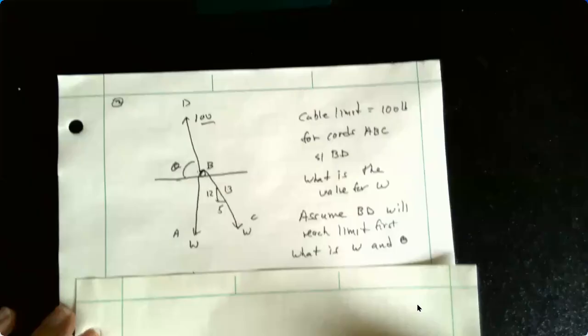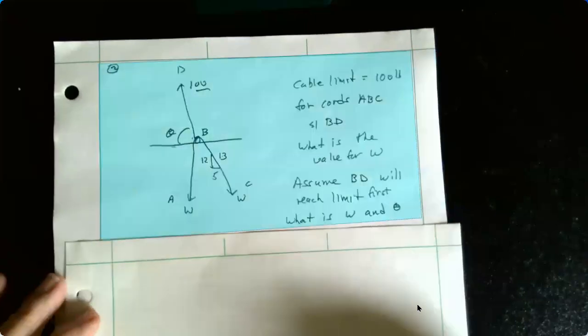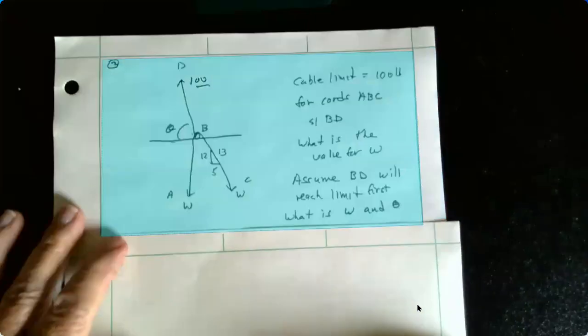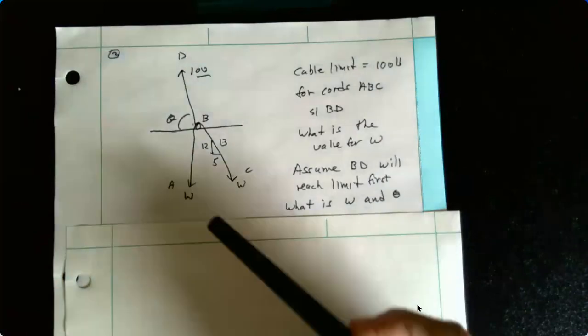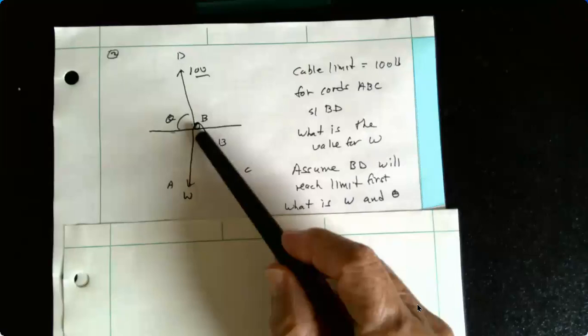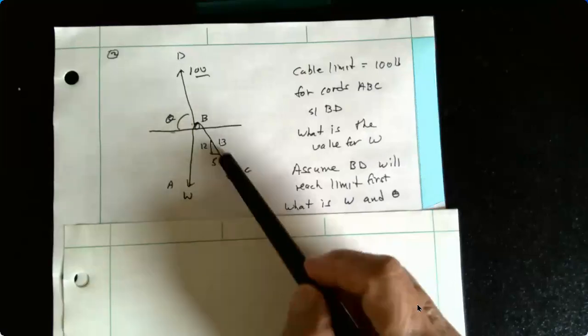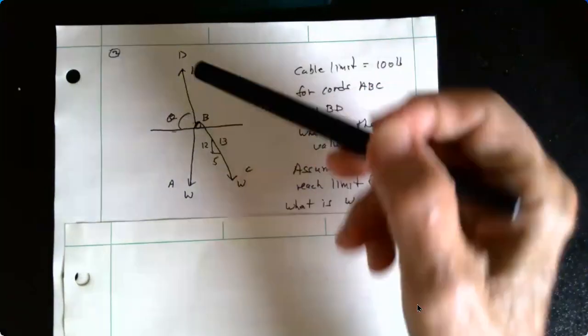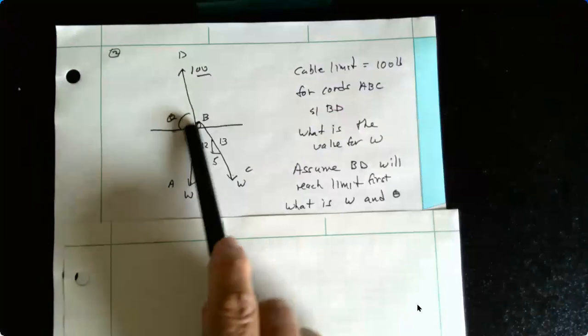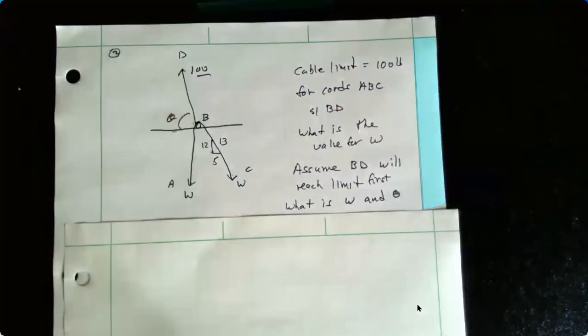So the second problem is a two-wire or two-cord cable system. It could be, let's call them cords, two-cord system. One cord is working around a pulley system here, and then another cord is attached where the pulley is attached off at some angle theta. Okay.